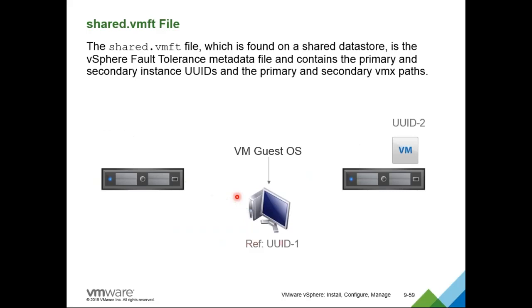The same thing is explained in the diagram. The shared.vmft file, which is found on a shared datastore, is the vSphere Fault Tolerance metadata file, and it contains the primary and secondary instances of UUIDs of your primary and secondary virtual machines. That is what is indicated here. Any questions?